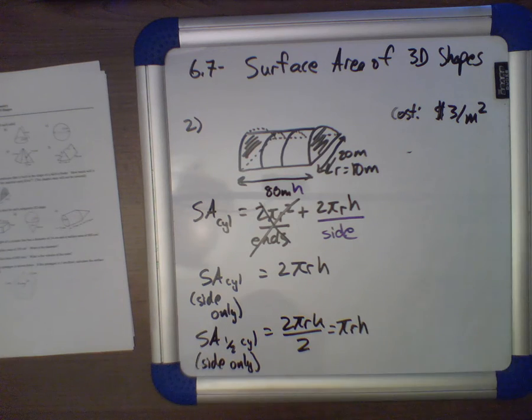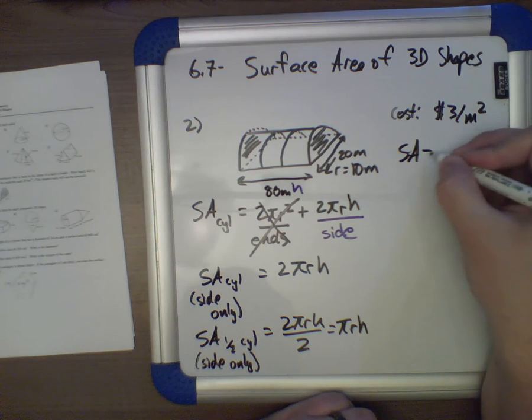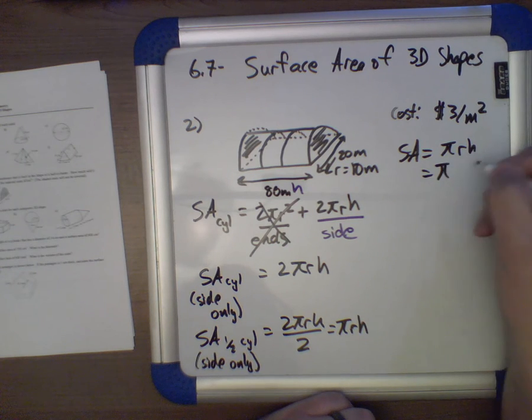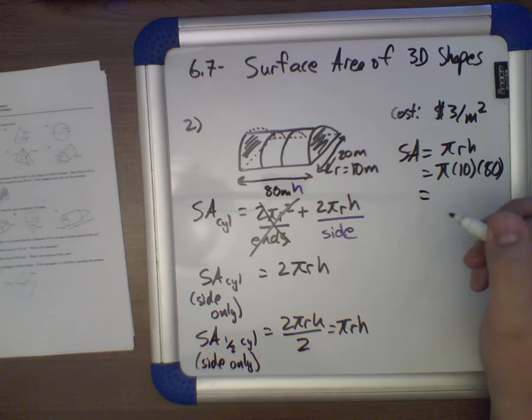All right, let's plug in our values. Our surface area for this question we just said was pi r h. Pi is a number, it doesn't change. R we just said was 10. Height we just said was 80. Let's calculate.